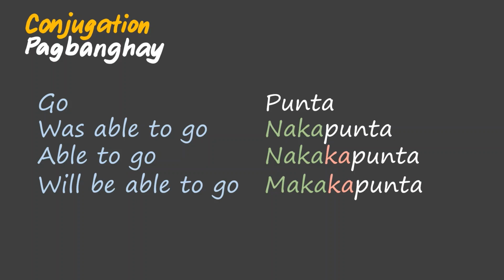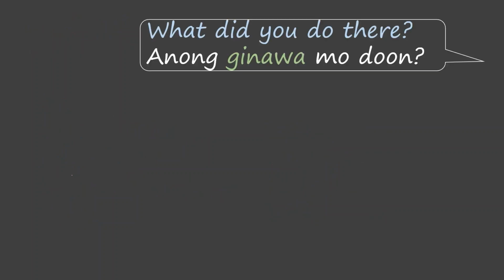To say will be able to go, makakapunta. We use maka, the prefix, plus another ka, and punta. And for the imperative form, to be able to go, makapunta. Maka, the prefix, plus the root word punta. Let us continue. What did you do there? Anong ginawa mo doon? What, anong. Did, do, ginawa. You, mo.